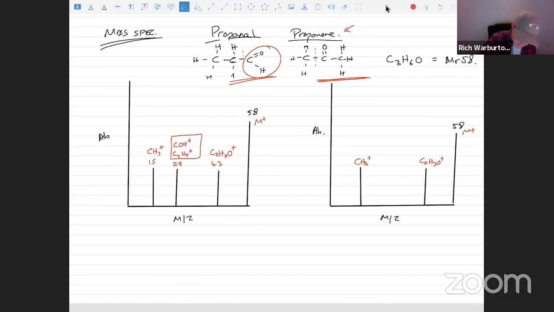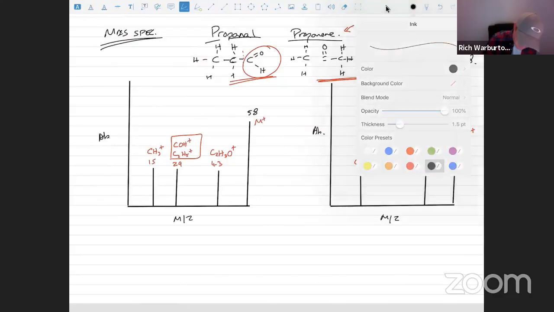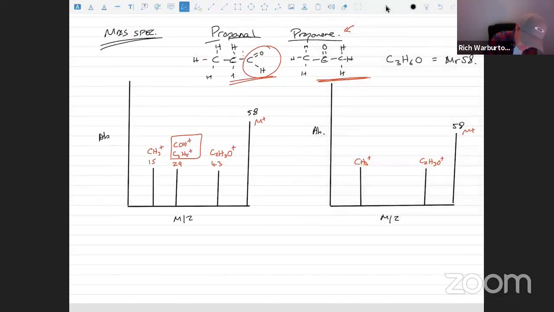But you know what? If we get rid of that, okay, and we put that bond back, and this time we break this one on the right-hand side, well, we end up with exactly the same things. So there's no way you can break this molecule up to give a peak at 29. There is no peak at 29 here. So that is how we tell the difference, okay?